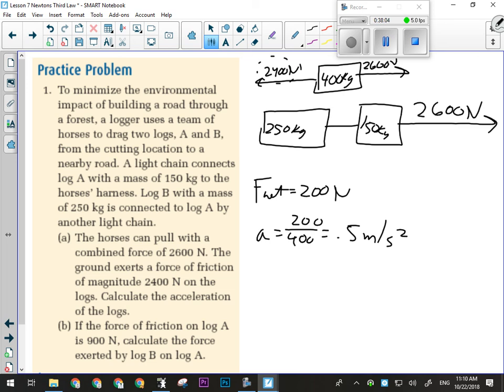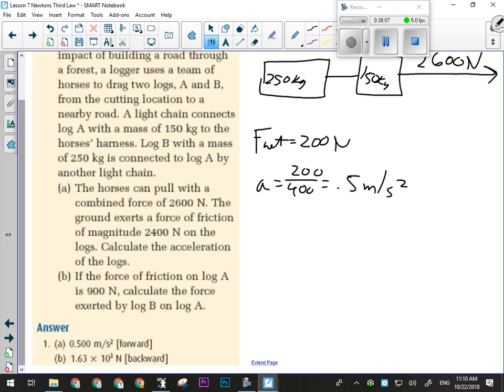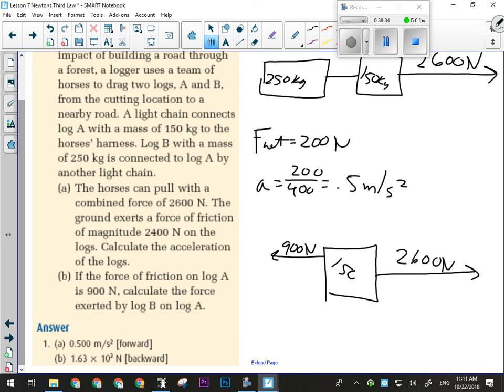Now that we have that, we can isolate the different logs, right? For part B, they want to know the force exerted by log B on log A. The easiest way for me to solve this is actually using log A, so I'm going to look at log A. It's being pulled forwards by 2,600 newtons. We know friction is resisting with 900 newtons. What's the other force acting on log A? Log B. And that's the one they want us to find.